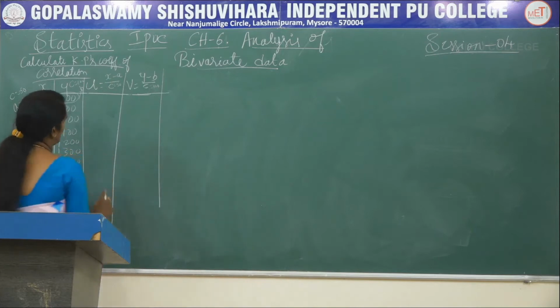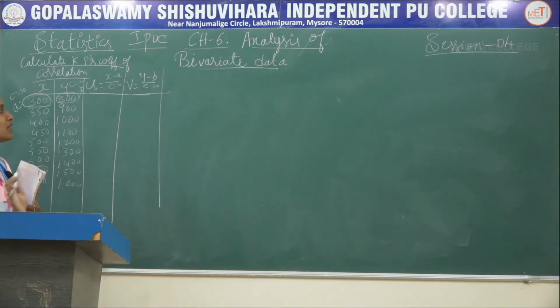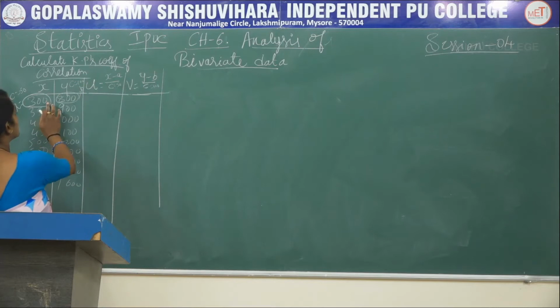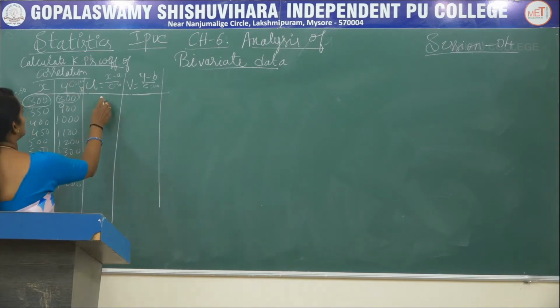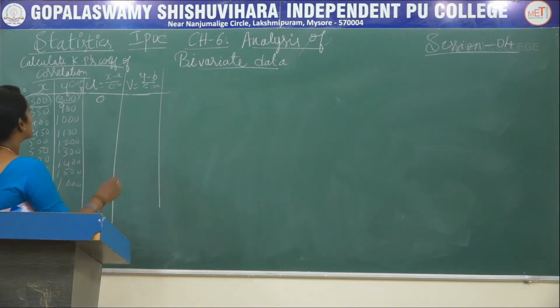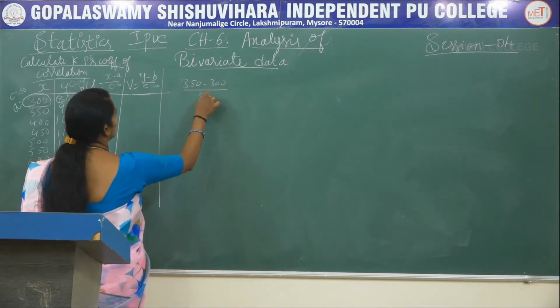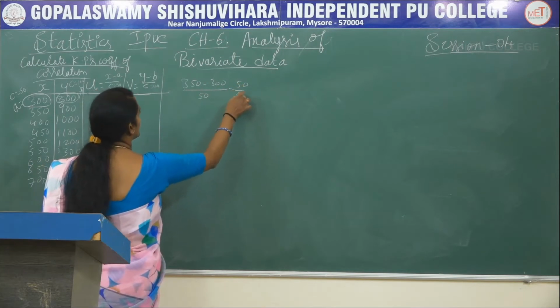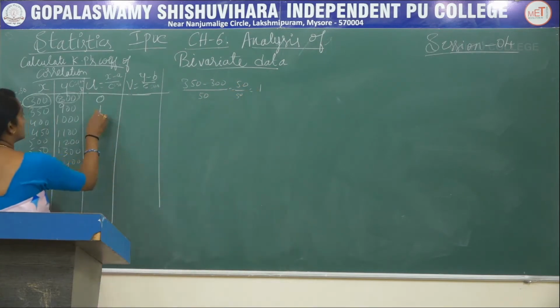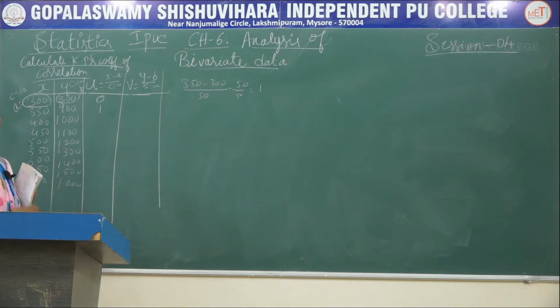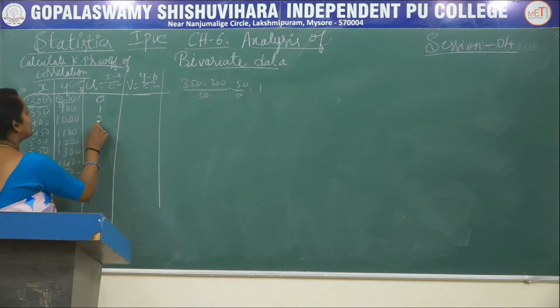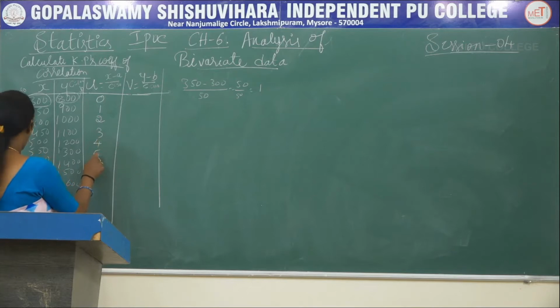After taking the deviations, I will just show how you will get them. For x equal to 300, a equal to 300, divided by 50: 300 minus 300 divided by 50 will be 0. And next, 350 minus 300 divided by 50. This is 50 divided by 50, which is equal to 1. Similarly, we will get all the u values. It is 0, 1, 2, 3, 4, 5, 6, 7 and 8.